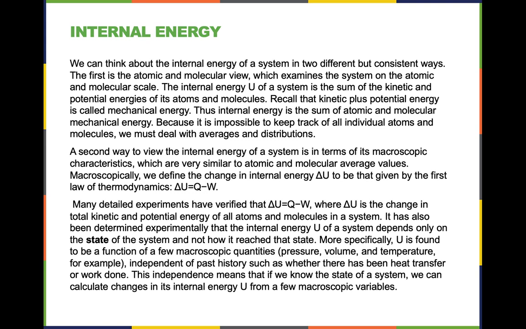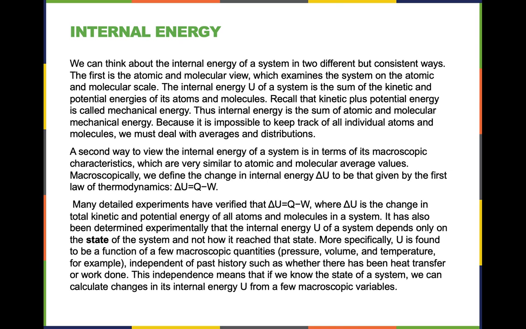So we can think about the internal energy of a system in two different but consistent ways. The first is an atomic and molecular view, which examines the system on the atomic and molecular scale. The internal energy U of a system is the sum of the kinetic and potential energies of its atoms and molecules. Recall that kinetic plus potential energy is called mechanical energy. Thus, internal energy is the sum of atomic and molecular mechanical energy. Because it is impossible to keep track of all individual atoms and molecules, we must deal with averages and distributions.